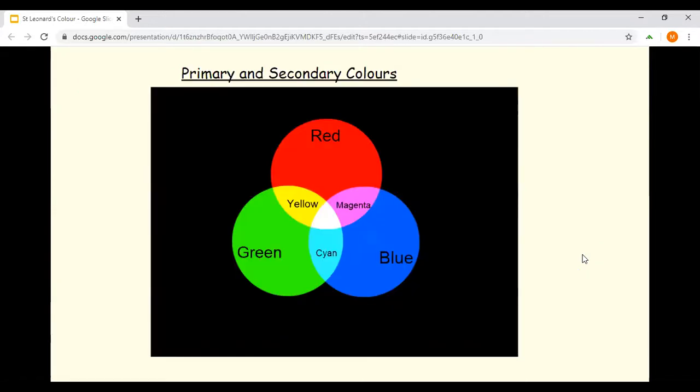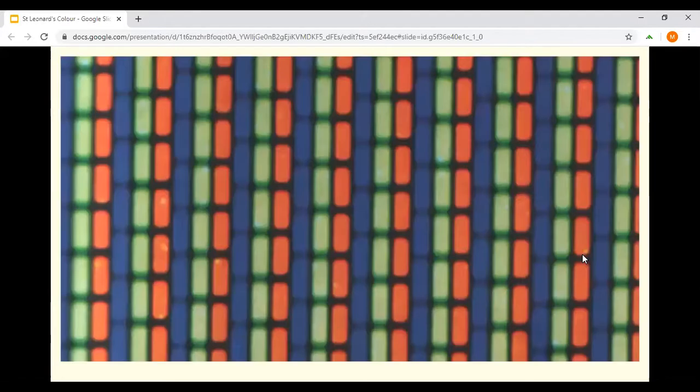Now, primary colours, your red, your green and your blue. Pretty much the building blocks of colour. These 3 colours you can make any other colour out of. Okay, so if you've got those 3, you can pretty much make anything you like. And it doesn't always turn brown like in art. Now, an example of this is this. Anyone got an idea of what we're looking at here?